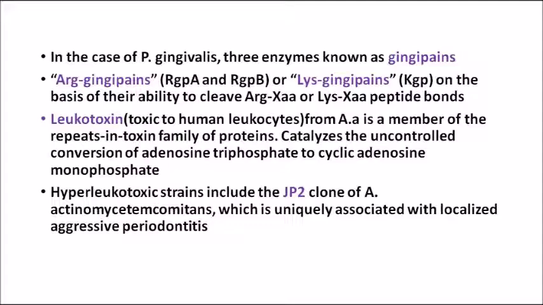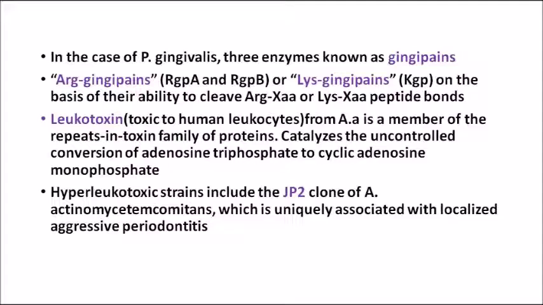There are three types of gingipains. We have R gingipains and K gingipains. R gingipains are arginine gingipains. They are of two types, R gingipain A and R gingipain B, and K gingipains are lysine gingipains. It depends on their ability to cleave the arginine bond or the lysine bond. If it cleaves the arginine bond, it is R gingipain. If it cleaves the lysine bond, it is K gingipain.